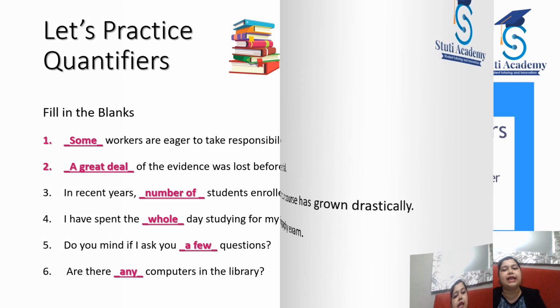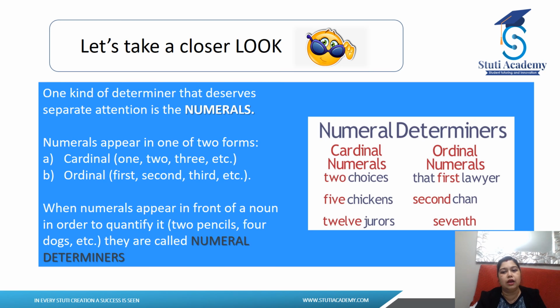Let's look at the next one. Numerals or numbers. So numeral determiners, as I said at the starting, there are two of them, cardinals and ordinals. Again, cardinals and ordinals. Cardinals are 1, 2, 3, 4, 5, 6, 10, 100, and so on. And ordinals are first, second, third, fourth. So it is the way we construct the sentence.